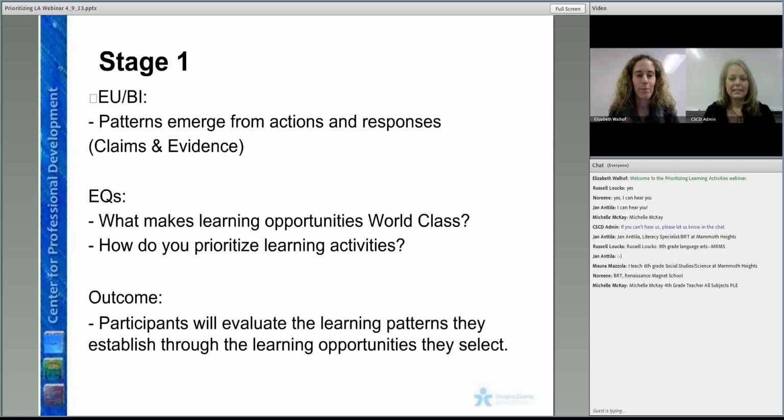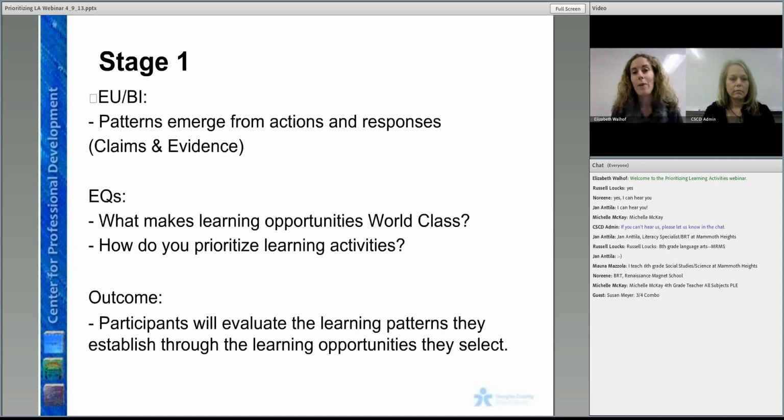All right, while our person is typing, we'll talk through the stage 1. Our enduring understandings are about patterns. If you're familiar with the elementary GVC 2.0, you'll see this come straight from there. So we're trying to model using a similar pattern in professional development. So patterns emerge from actions and responses.